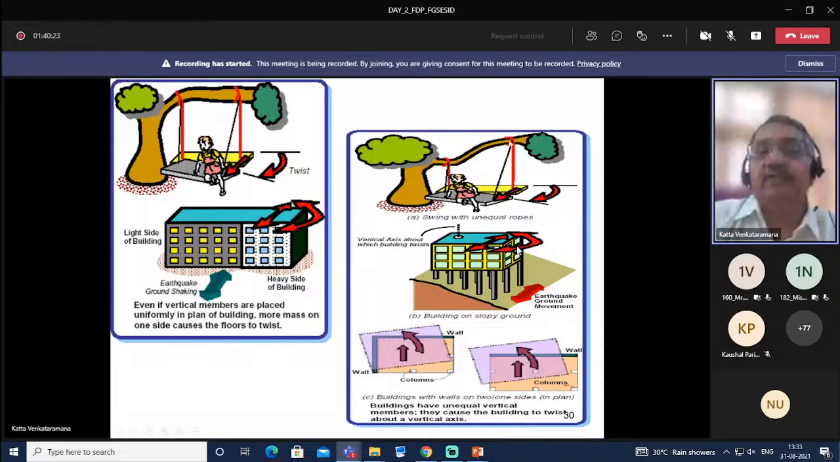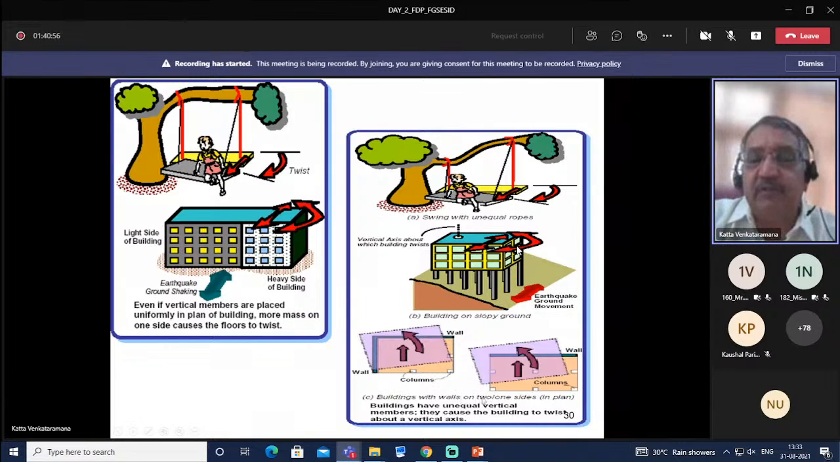Similarly, when the roofs are of unequal height, then also we can expect these kinds of twisting. If you compare this with building on sloping ground, some columns are of longer length compared to these columns. In such a case, we can expect twisting. So vertical axis about which building twists.